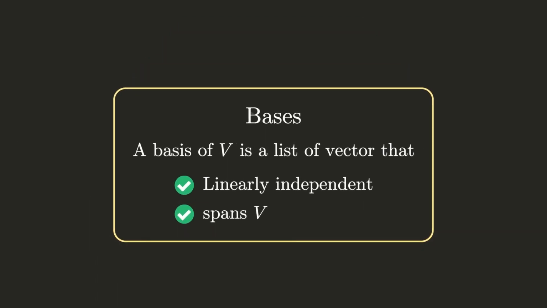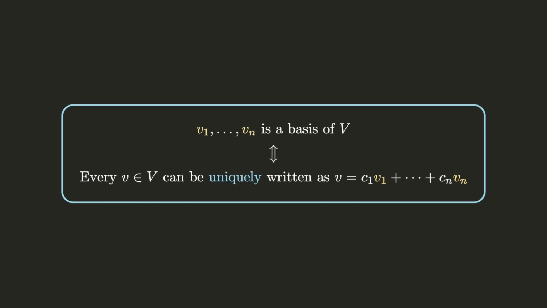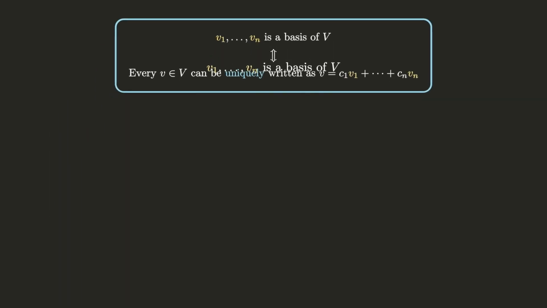Now let's solidify our understanding of bases by exploring its properties. First off, this theorem says that a list of vectors is a basis of V if and only if every vector in V can be uniquely written as a linear combination of that list of vectors. Let's go ahead and see why that is. Let's assume V1 through Vn is a basis, and let's try to prove every vector in V can be written as a unique linear combination.